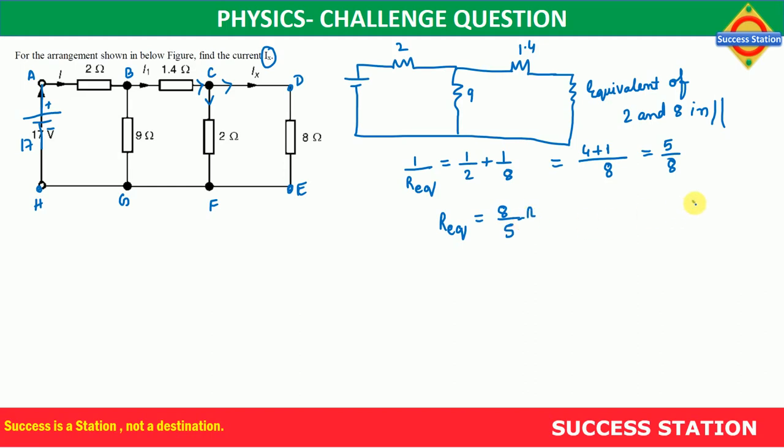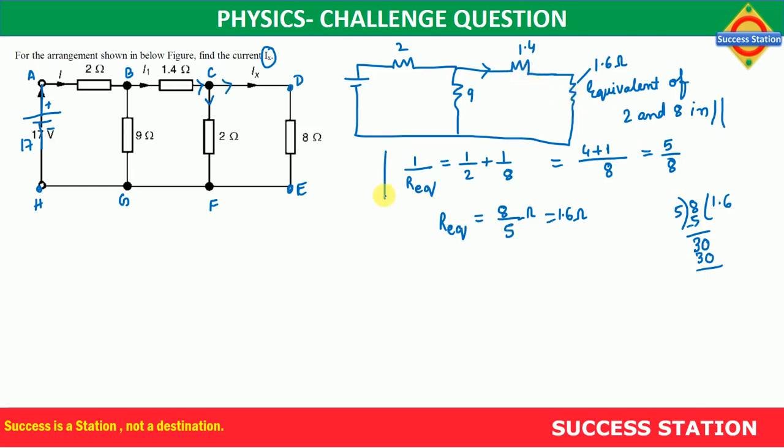Let's divide 8 by 5. 5 ones are 5, minus, 30. At a point, obviously 5 sixes are 30. So I will get 1.6 ohm. So the equivalent resistance of 2 and 8 in parallel becomes 1.6 ohm. Is it clear? Clear till here. Now can you see the current has only one path for 1.4 and 1.6.